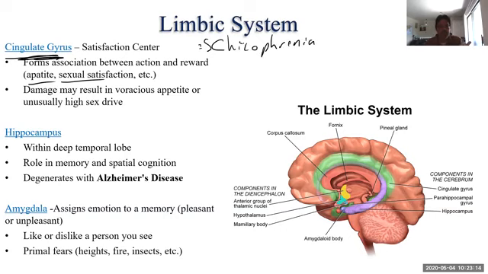Some damage here, along with other disorders, but you may notice an unusually high sex drive, a voracious appetite, where you don't get that quite linkage together with the satisfaction with the activity. And so you just keep doing the activity over and over again, seeking the satisfaction, but not quite receiving it. So that is the cingulate gyrus.